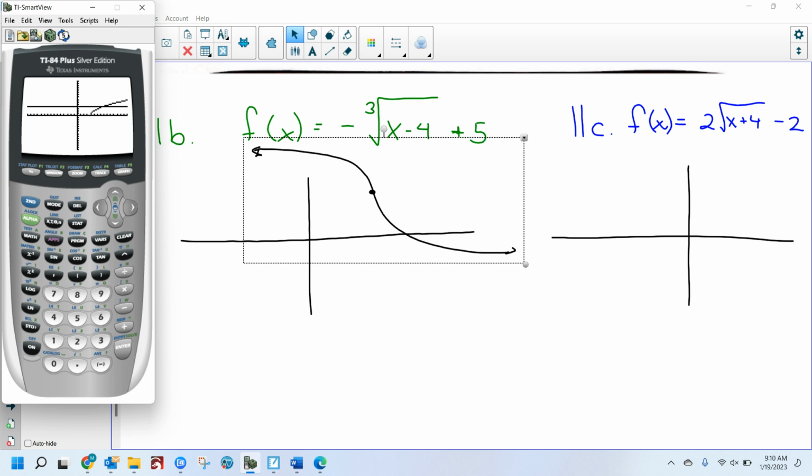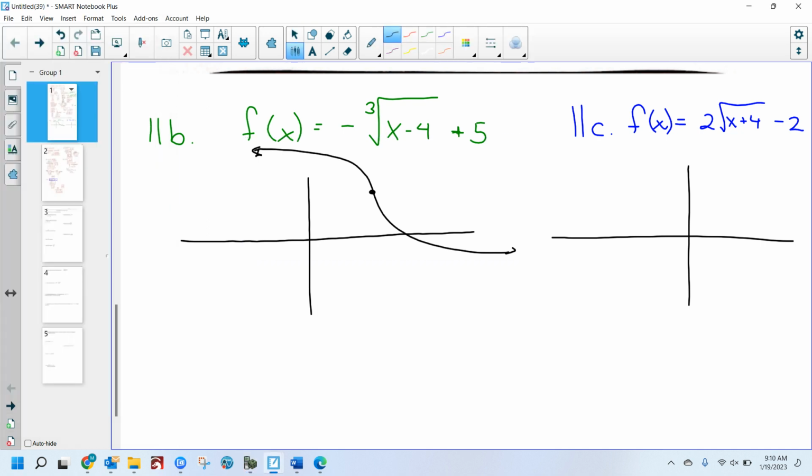All right, let's plug in some values. Let's do the easy one. I know what 4 is going to be, right? If I plug in 4, I know my x's are going to be out of order. Deal with it. All right, 4 minus 4, cube root of 0 times a negative plus 5. So 4, 5 is that point, which we knew.